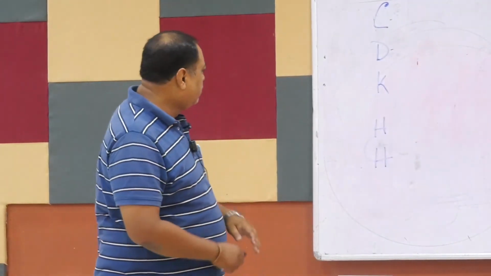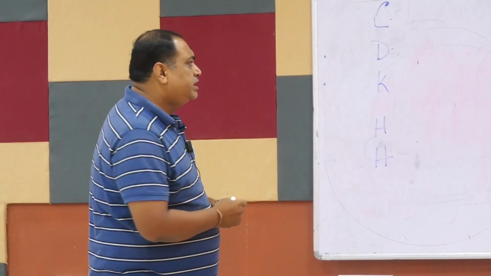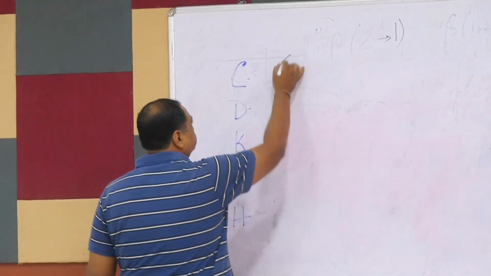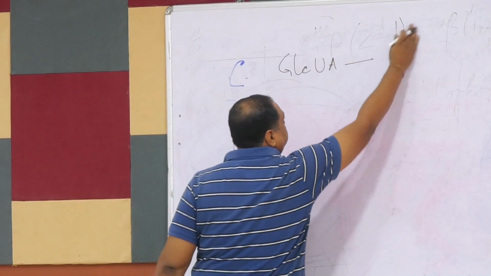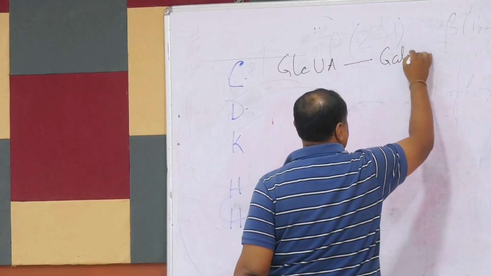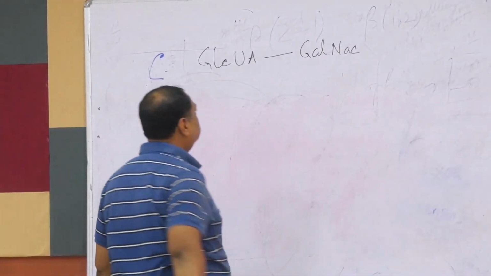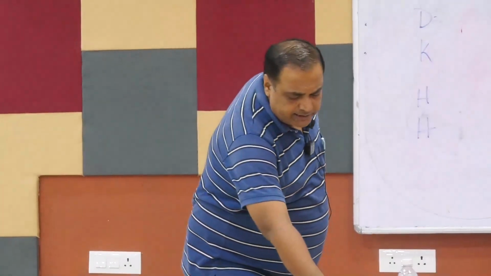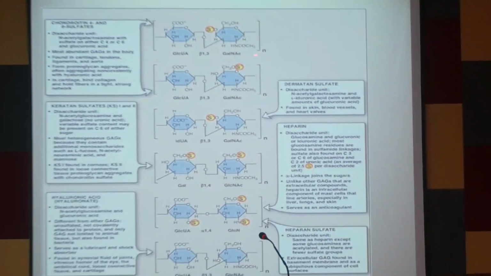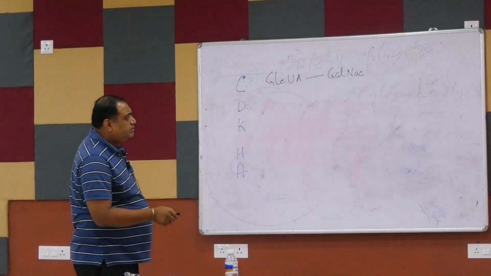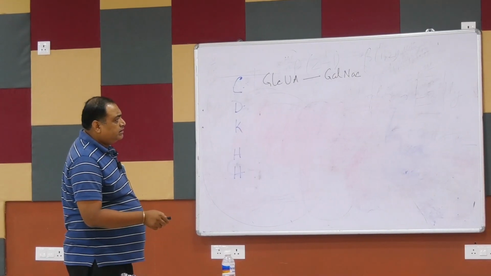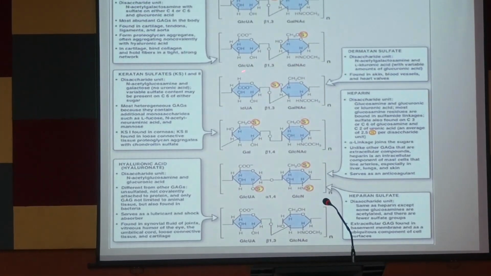Fine. Now comes composition. See the composition. GlcUA and this is GalNAc. Now the next, dermatan sulfate, will come here. See, GlcUA, GalNAc. This is the same as chondroitin sulfate. This one, what is there? GalNAc is there, but this one is changed.